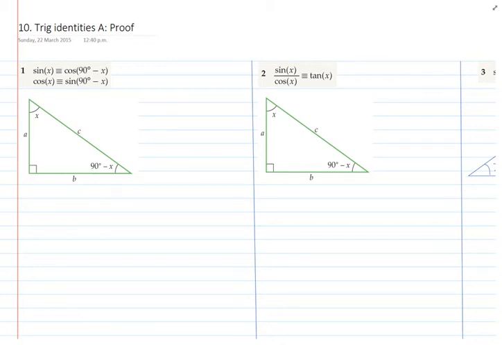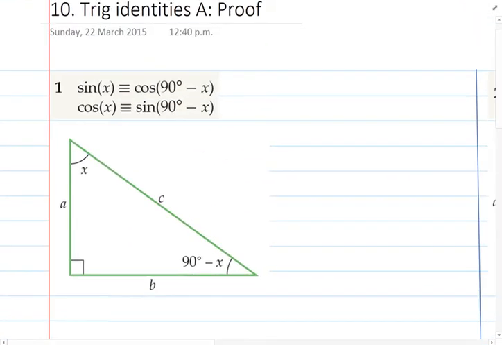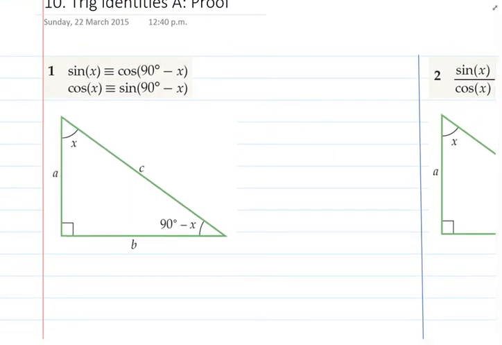Okay, year 13s, we're starting our trig identities here, and hopefully you'll remember from class we went over some of these. So with our first identity here, we're going to show that sine x is equal to cos of 90 minus x, and cos x is equal to sine of 90 minus x.